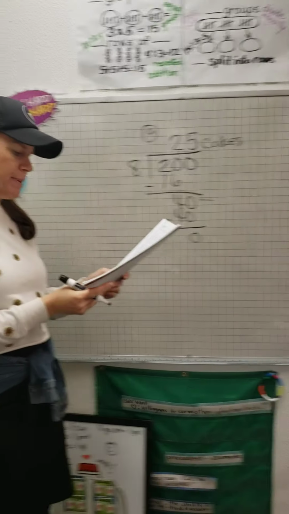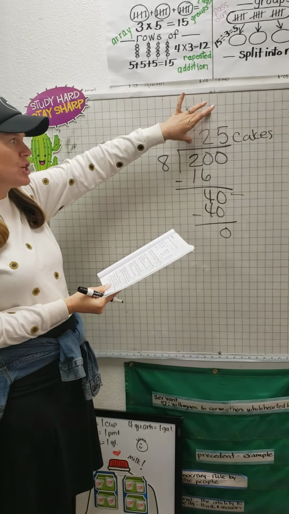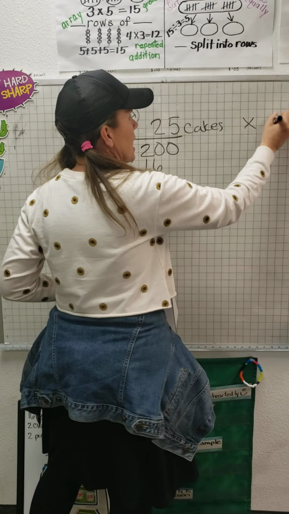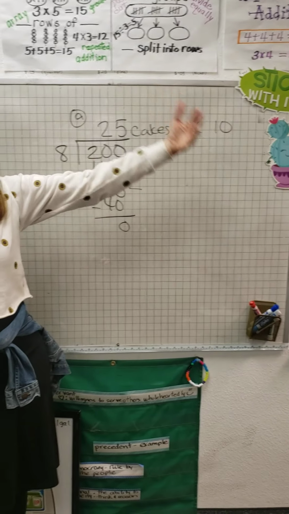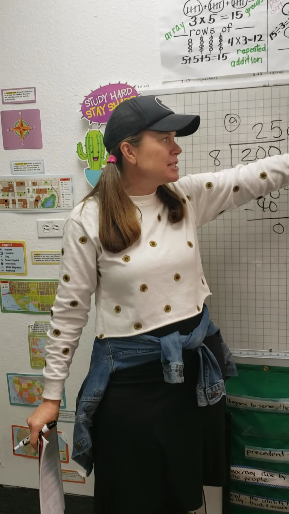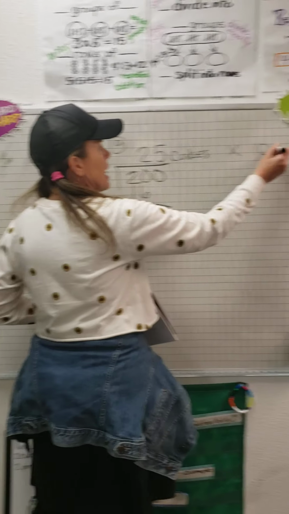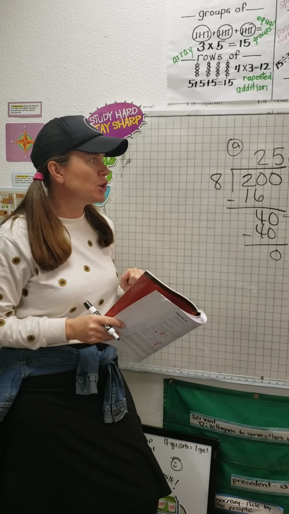And then the next one, B, it says if she sold all of these cakes at $10 each, how much money would she make? So we have 25 times 10. Now remember, when you have a number times 10 or a multiple of 10, 10, 100, 1,000, however many zeros you see, you can just pop that on the end of the number. So 25 times 10 becomes 250. So that's how much money she made, $250.